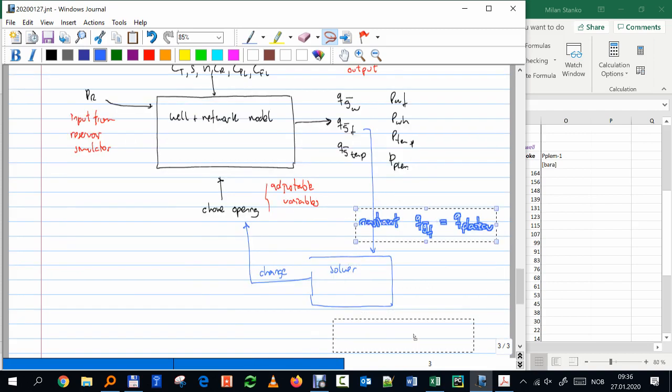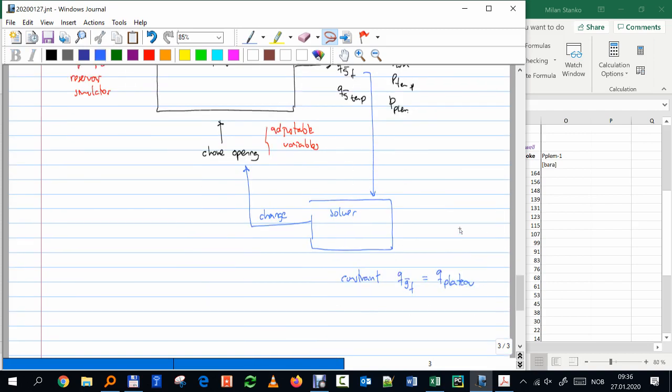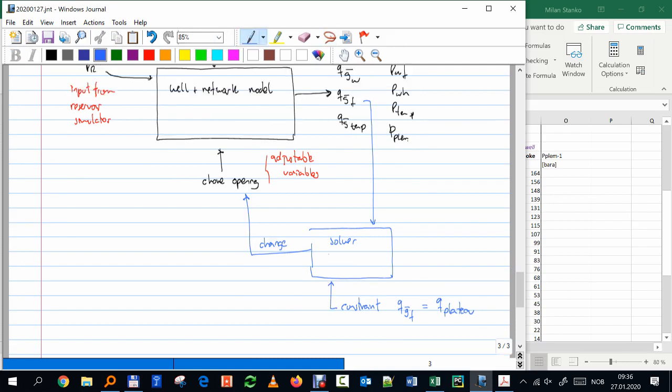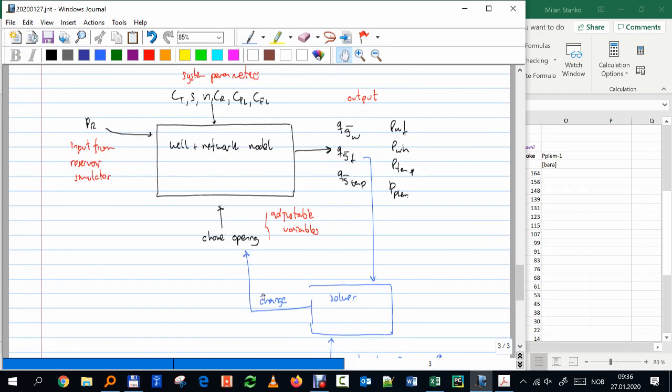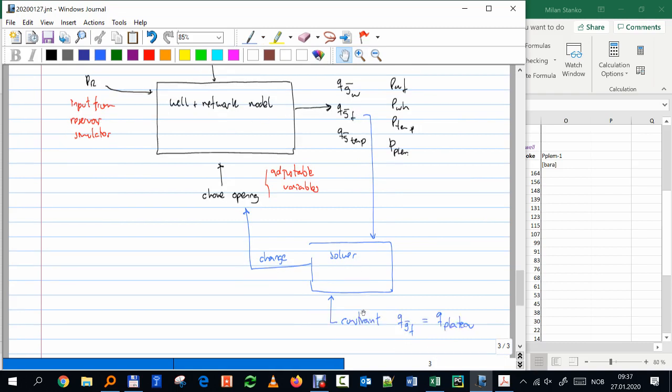Okay, and that's an input to this solver. It will use an opening, see what rate you find, and then compare. Is it equal to my constraint? If not, then I find a new opening, and then I run my network model again, and then I read the plateau again. So it's like two iteration loops.